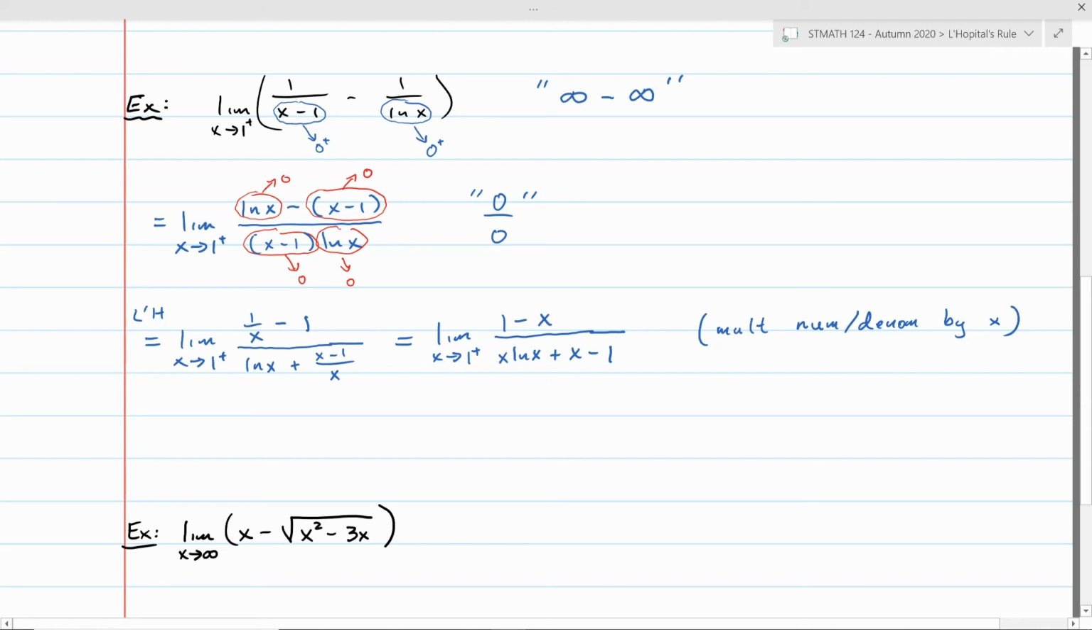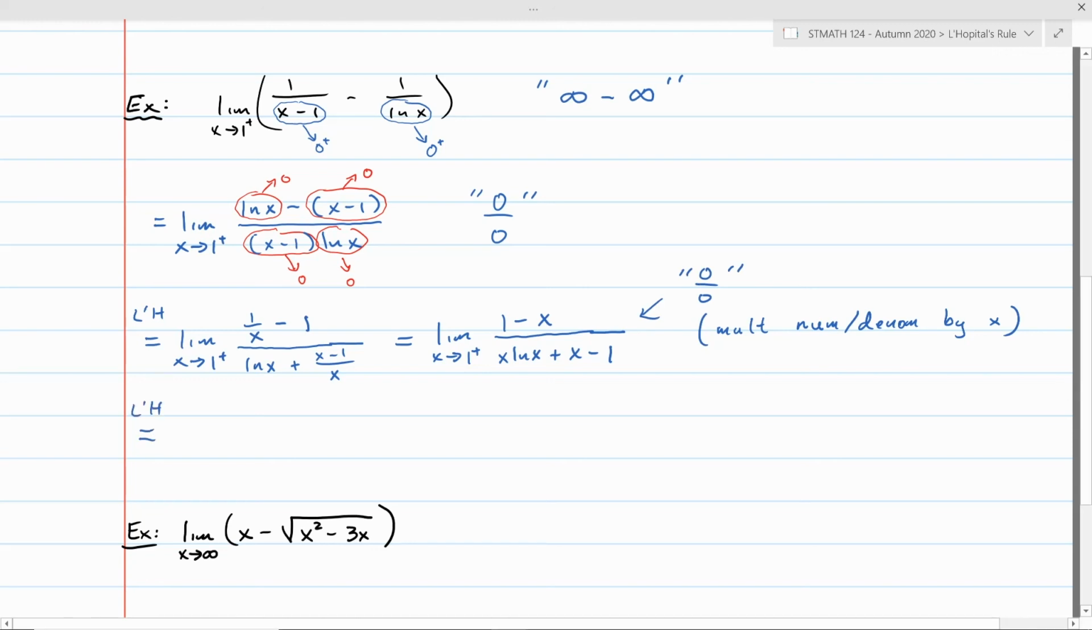I can see that it's going to 0 in the numerator. What's it going to in the denominator? Well, it looks like I'm still getting 0 over 0. So this is still 0 over 0, and I don't see any way to algebraically simplify it anymore. So I think I'm going to try to do L'Hopital's rule one more time and hope for something good.